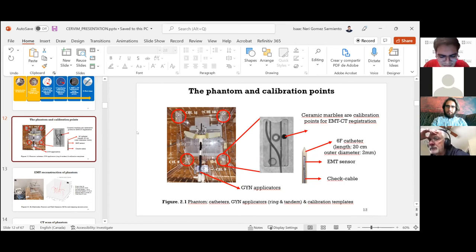I thought about that. One of my ideas, but I don't know if it will work, is putting these calibration templates not on the patient, but close to the patient. That will avoid the moving of the template. That's one of my hypotheses.